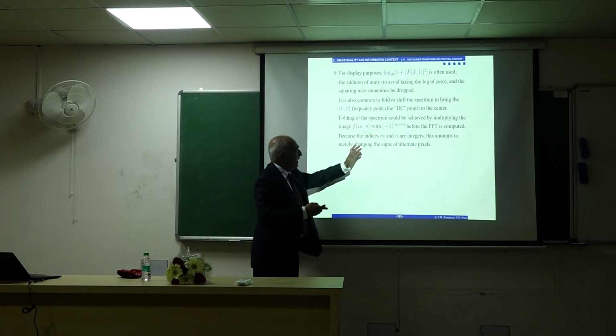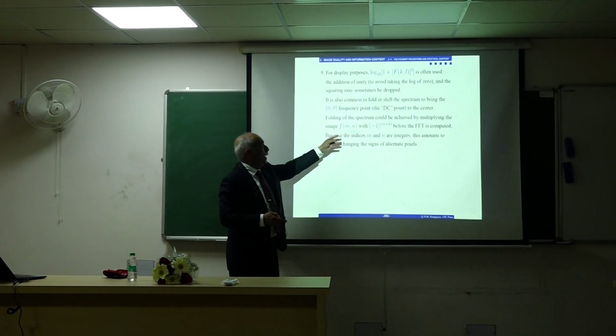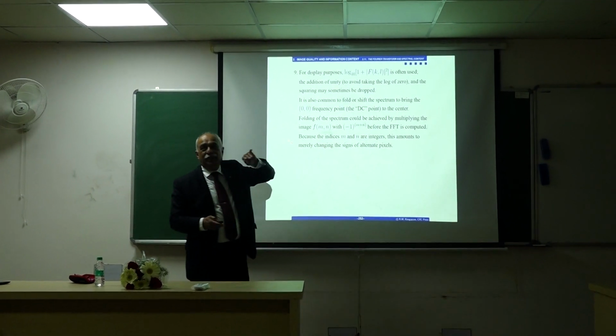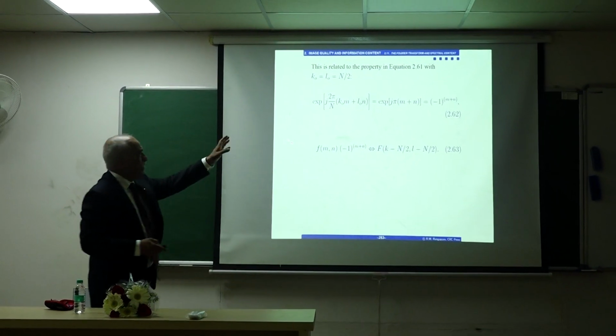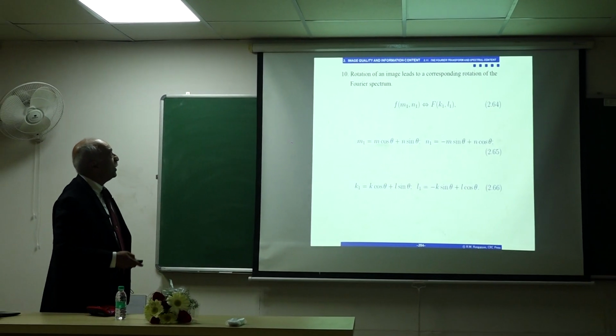There is an interesting way to do that by multiplying alternating pixel values with plus and minus 1, which is explained there, but I'll skip that for now.